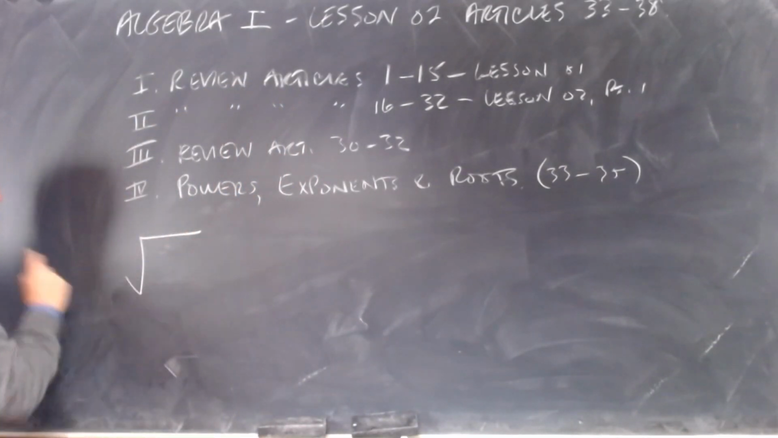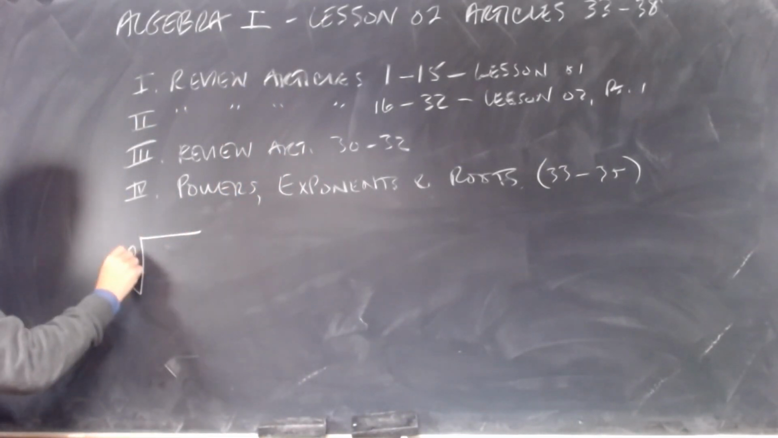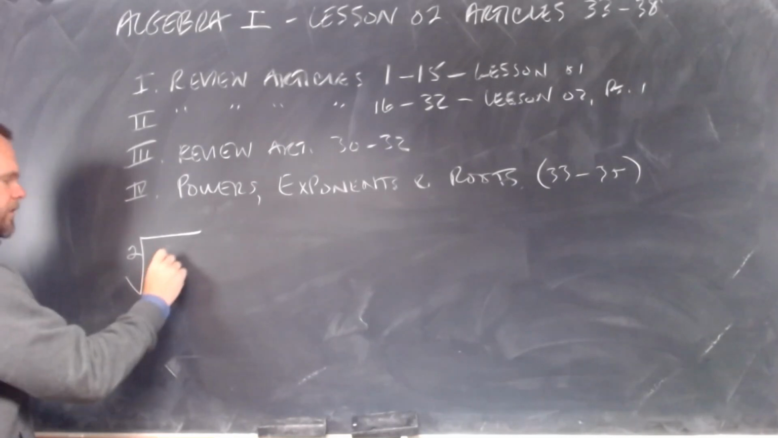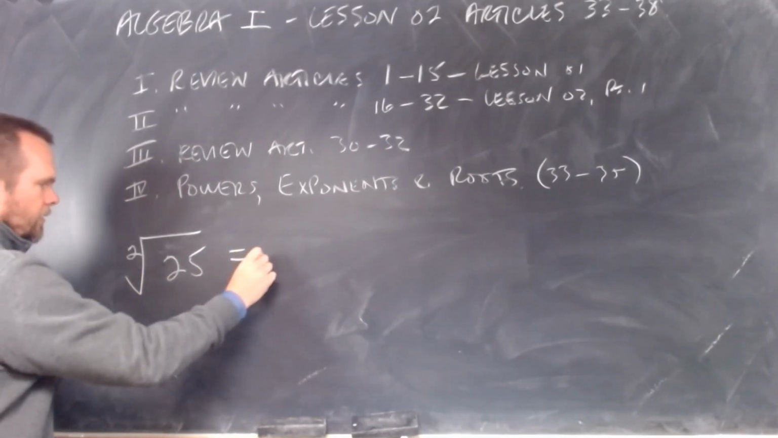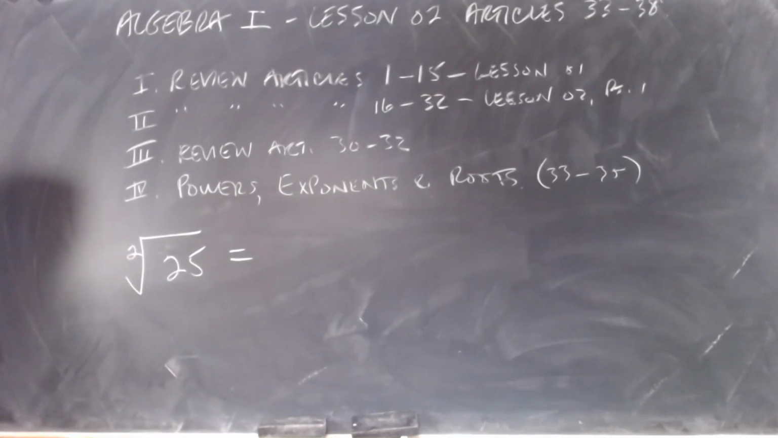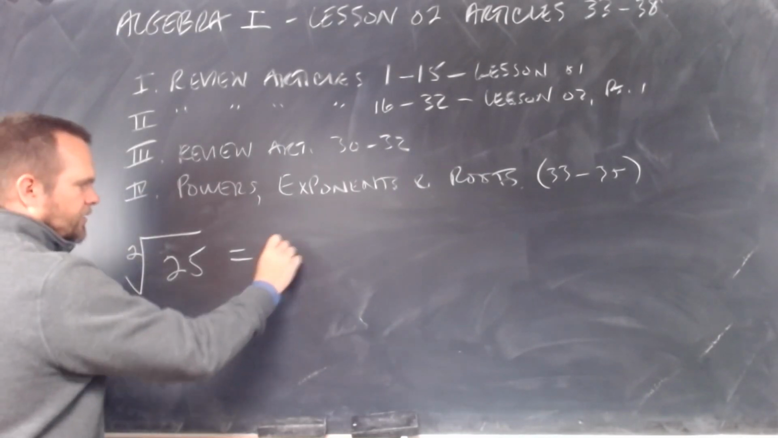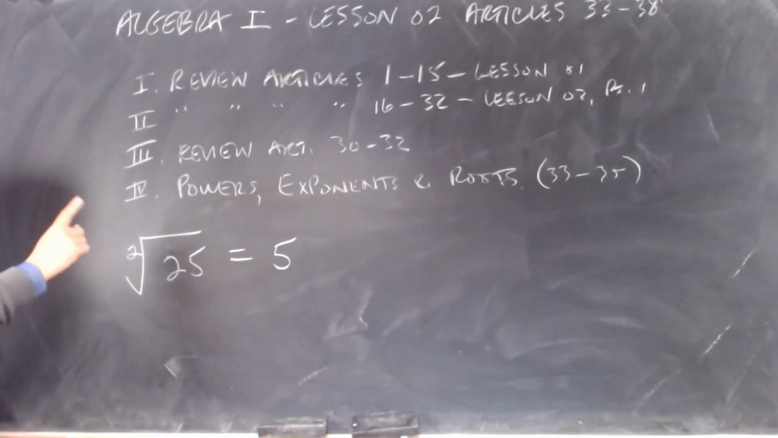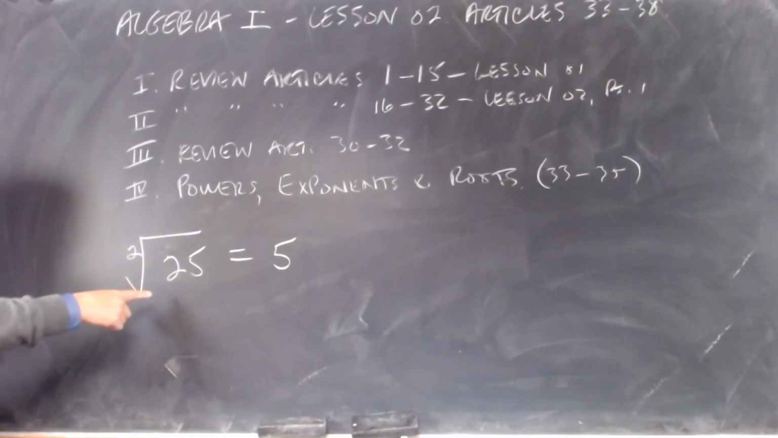Anytime we see the radical sign by itself, we understand that it's got a 2 inside of it. It means the square root. Find the square root of 25. What number multiplied by itself gives us 25? 5. The square root of 25 is 5. That's how you read this. The square root of 25 is 5.